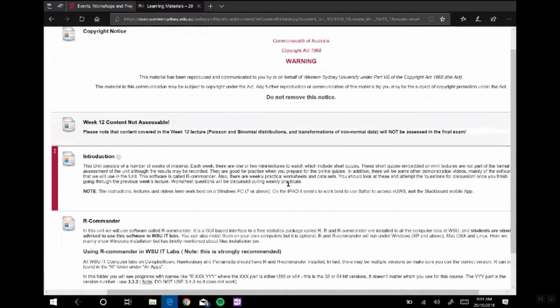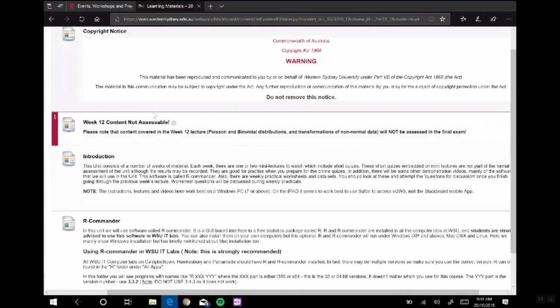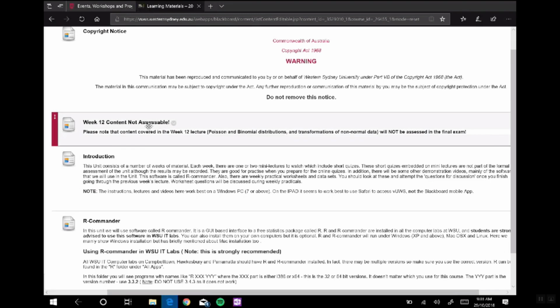Okay, so another thing I wanted to say before I get started, with regards to your revision, I may have informally mentioned this to a few people so far, but the content we covered in week 12 won't be assessed in the final exam, and obviously not in Quiz 5 because that's, as I said, only simple linear regression and correlation. So week 12 was all that stuff about non-normal distributions, binomial, Poisson, and the transformations.